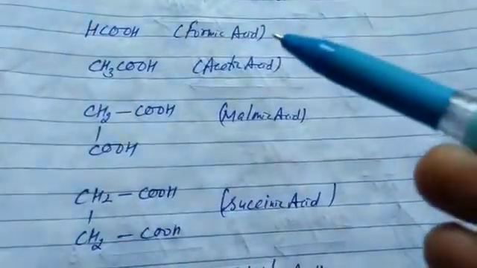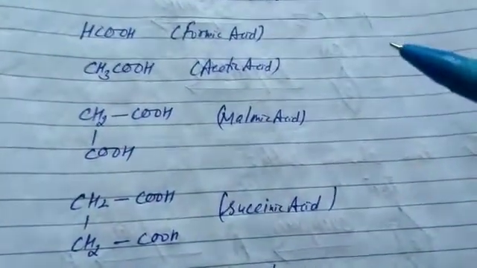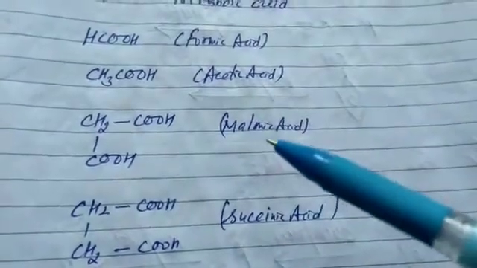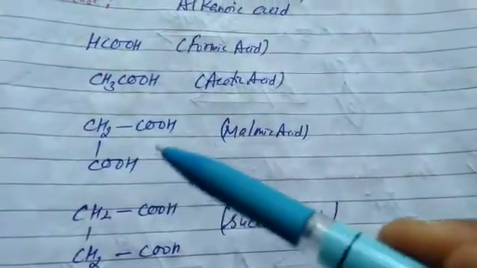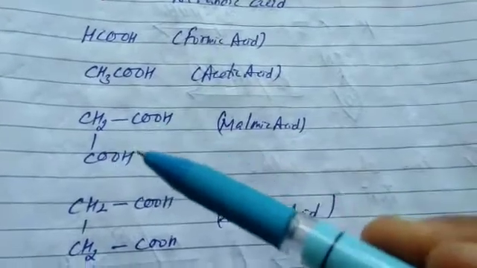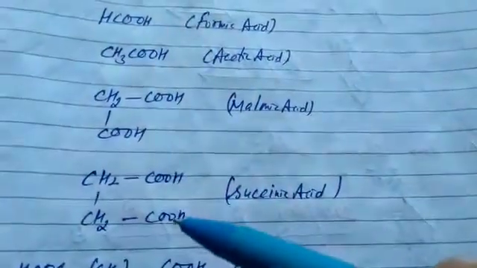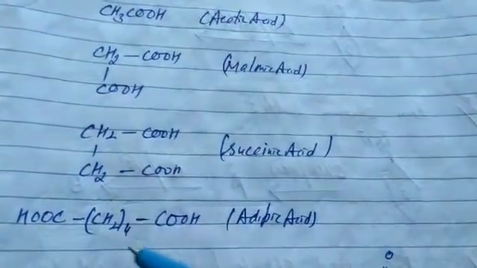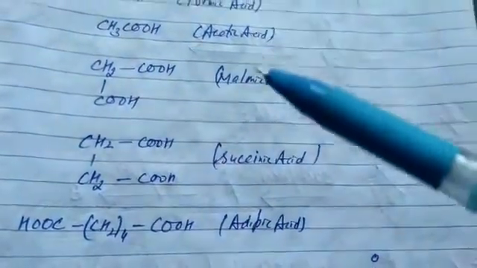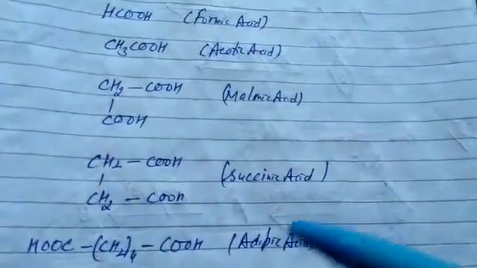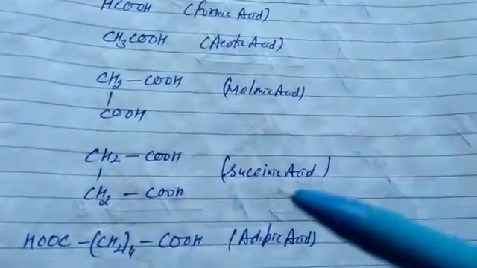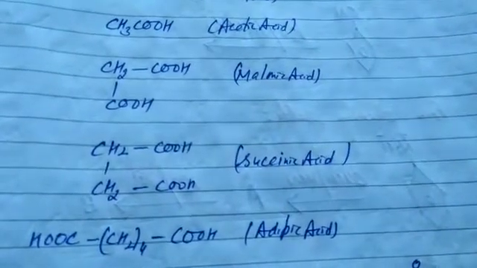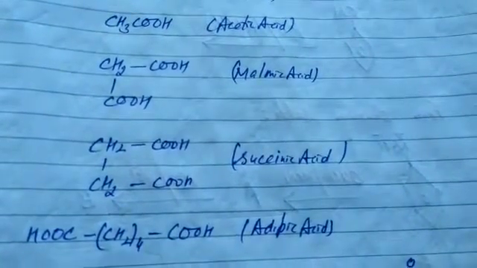First one is formic acid, methanoic acid, 1 carbon. Acetic acid, 2 carbon, ethanoic acid. Malonic acid, that is propane dioic acid. Succinic acid, butane dioic acid. Adipic acid, hexane dioic acid. That's the commercial name you should know. In the next chapter, polymer chemistry, we will use all of these compounds. So you should know what is the formula of succinic acid and what is the formula of adipic acid.